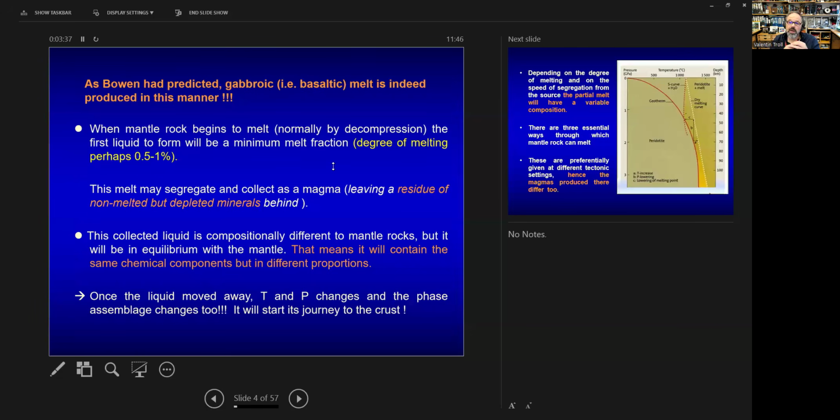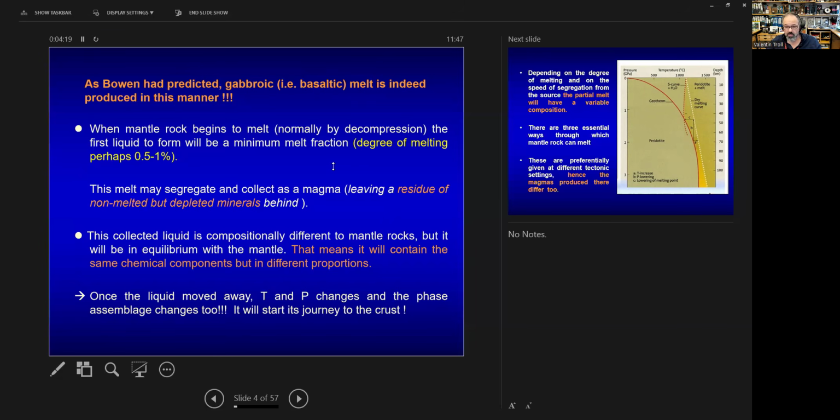So Bowen was quite a person with foresight. He predicted already on the basis of his experiments that when mantle rock begins to melt by decompression, a minimum melt fraction will form, a small degree of melt, and this will segregate in small pockets, and it leaves behind a residue of non-melted, but in this case depleted, minerals. The collected liquid is compositionally different to the mantle rock, but it will be in equilibrium with the mantle under certain PT conditions. That means it will contain the same chemical components, but in different proportions.